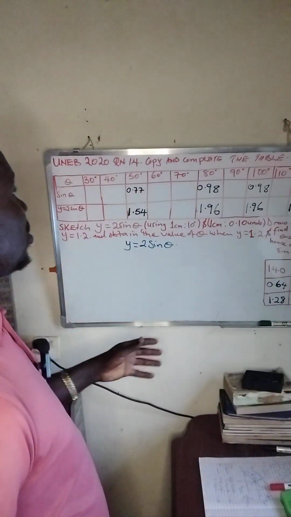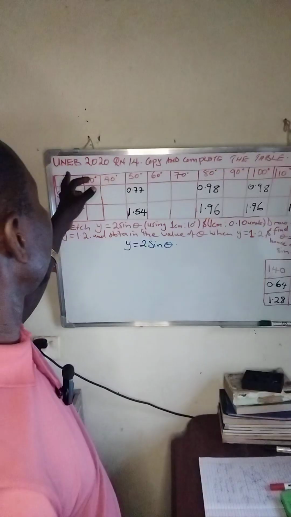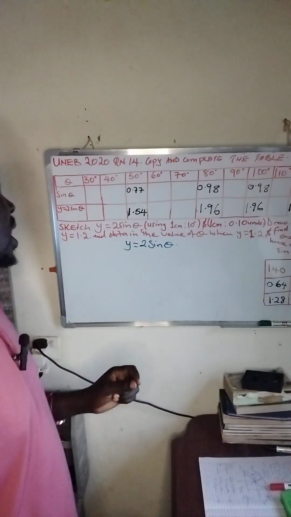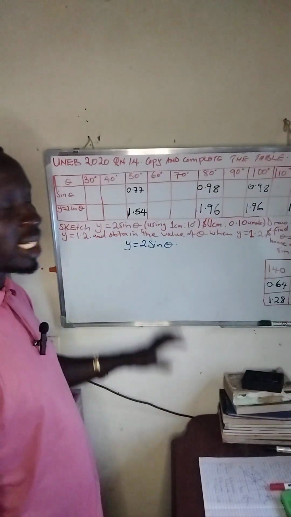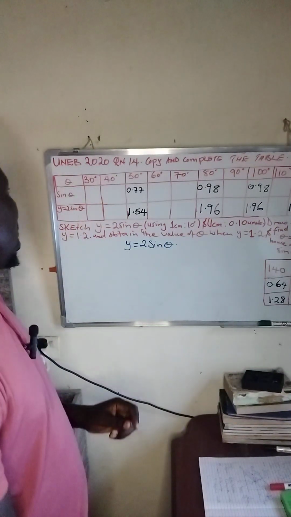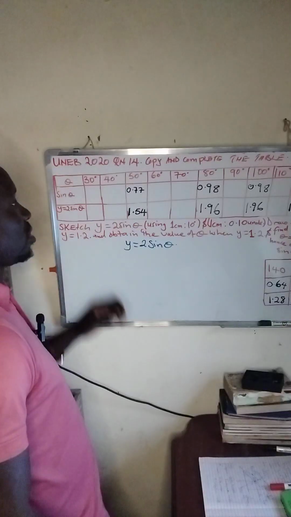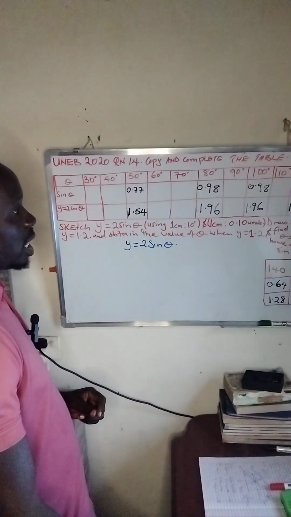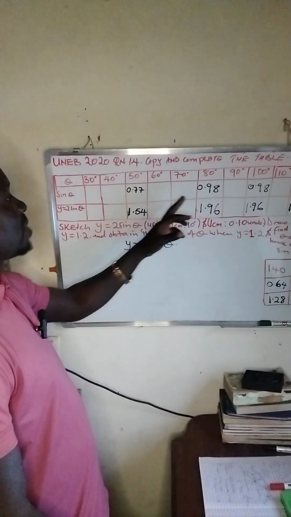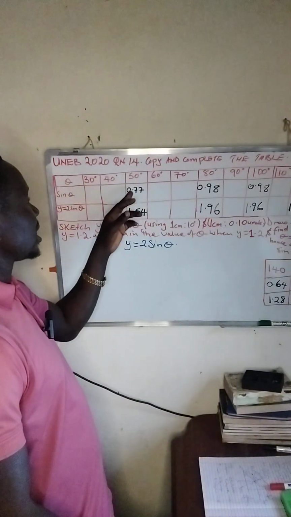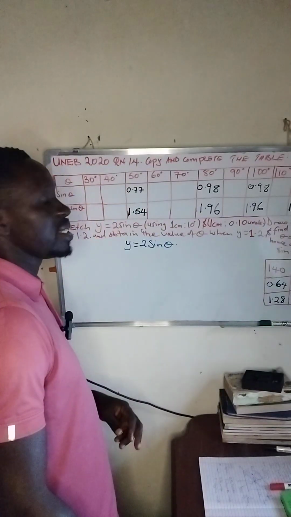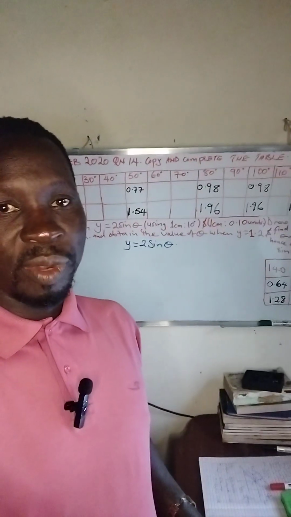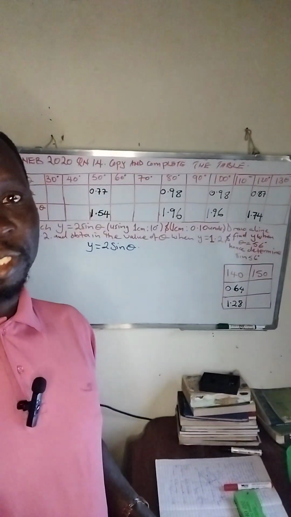Now, when you are having a question like this, it says this question came in UNEB 2020, question 14. It had 12 marks. It says copy and complete the table. The table was given, and now we are having values of theta from 30 up to 150. When you look at this, some of the numbers were given. That shows us how we are going to be filling these numbers in, at how many decimal places. You have to be a bit cautious with that.